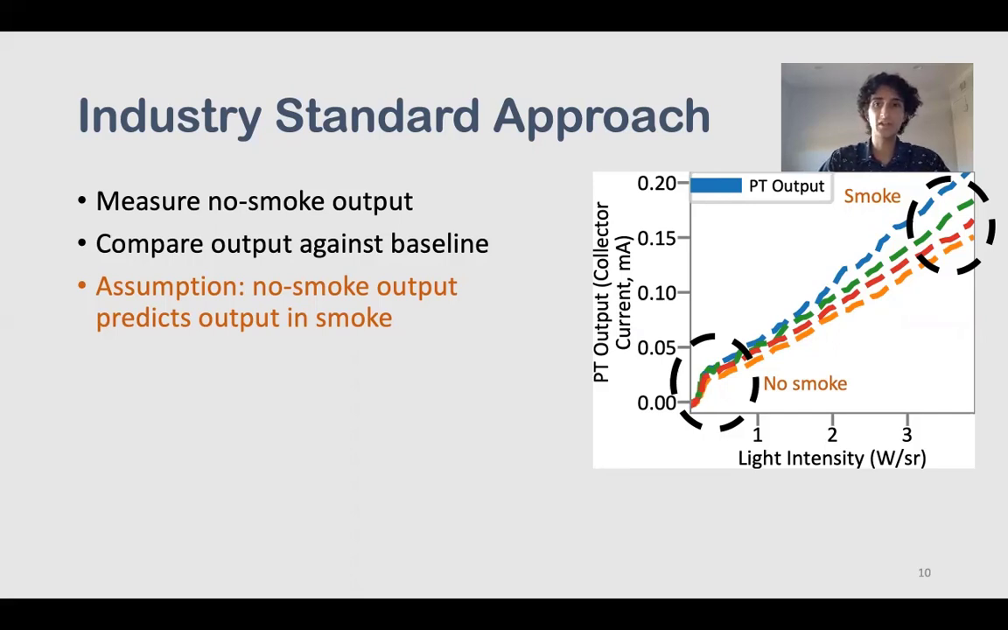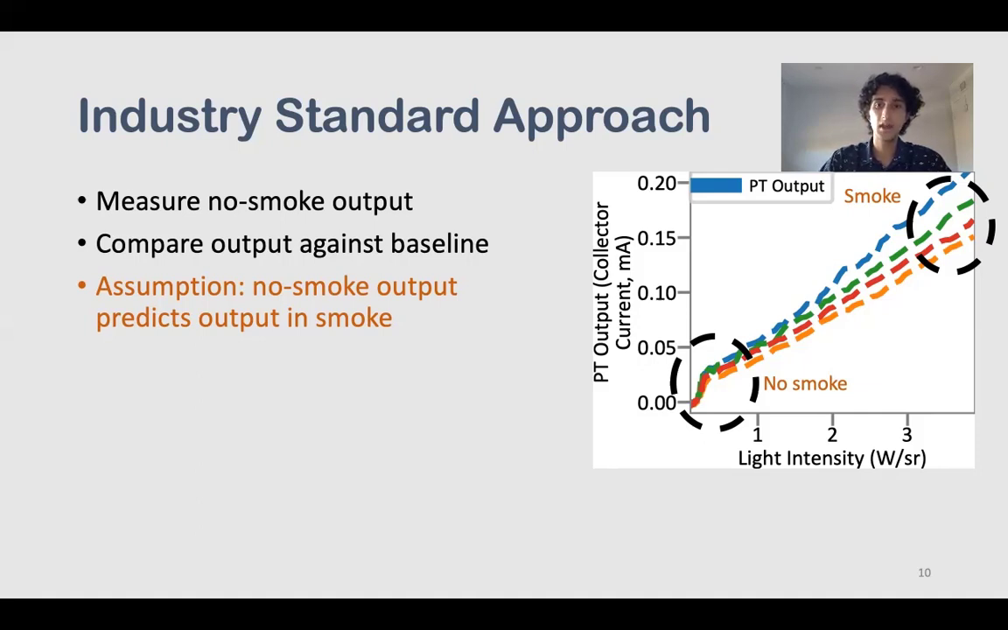And as we've demonstrated, this is not a good assumption. The output in the absence of smoke does not, in fact, predict the output in the presence of smoke. So even if a phototransistor gives a similar output as a working phototransistor when there's no smoke, it may not give a similar output when smoke actually appears. So the industry standard approach can give us false negatives, i.e. indicating that a phototransistor is working when it's really not.